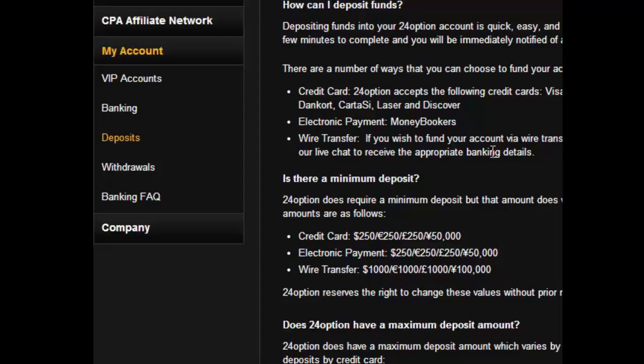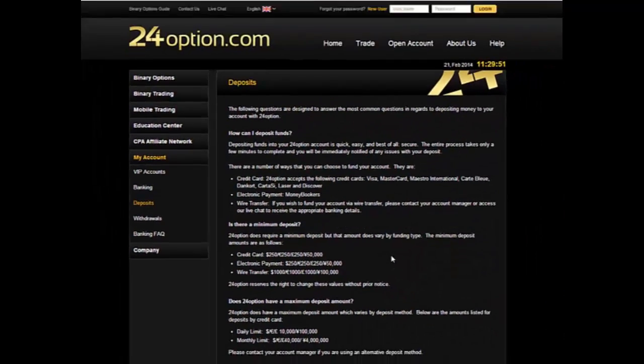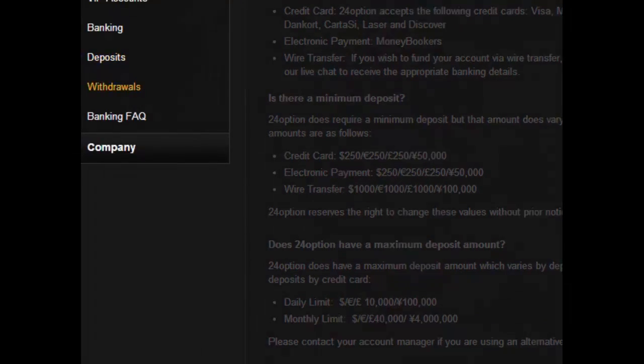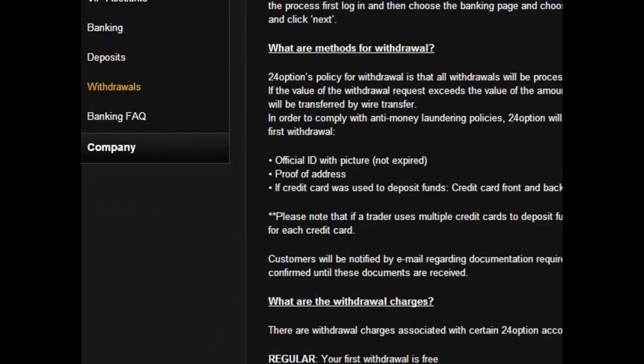The minimum to open with a credit card is 250 US dollars, and it's similar for electronic payments. They have a minimum of $1,000 for wire transfer deposits on their platform, and then a number of different underlying rules that should be taken a look at prior to making a deposit. For withdrawals, they have a similar type of methodology.